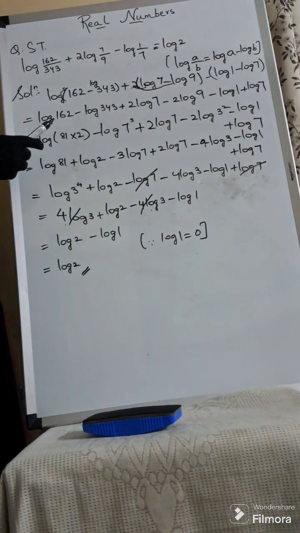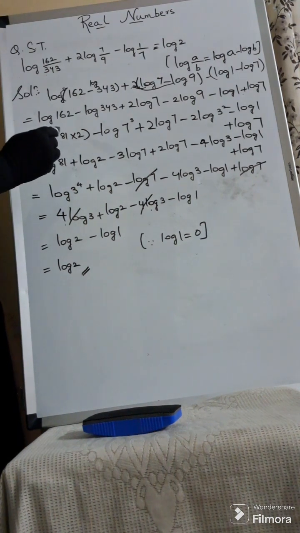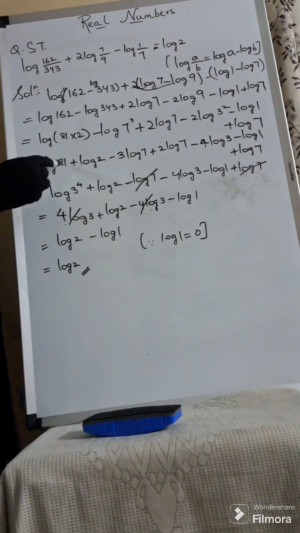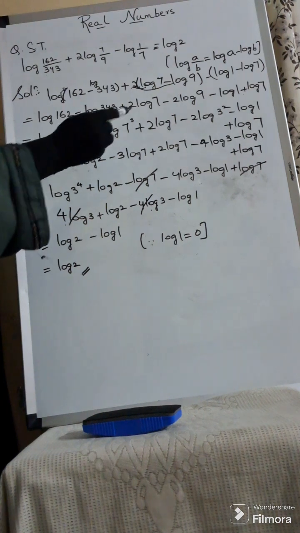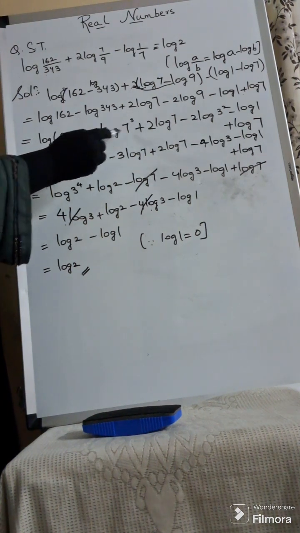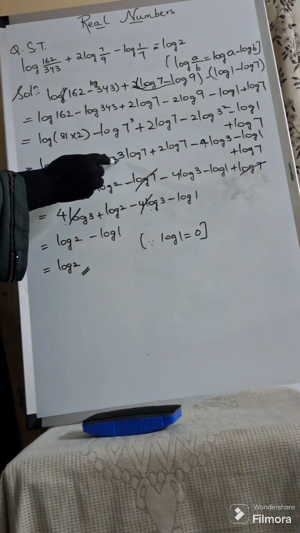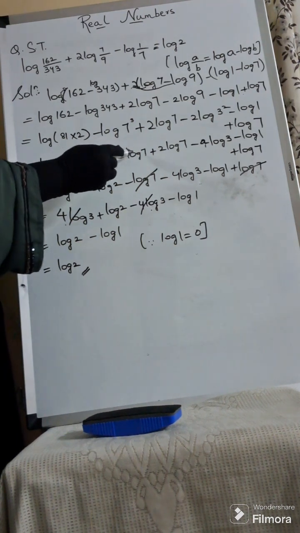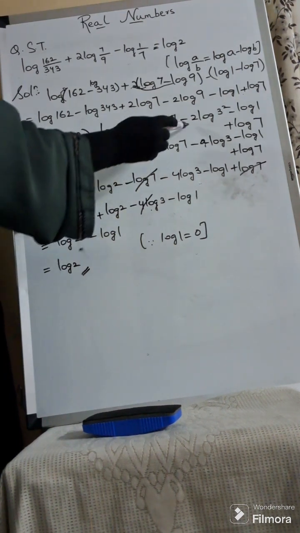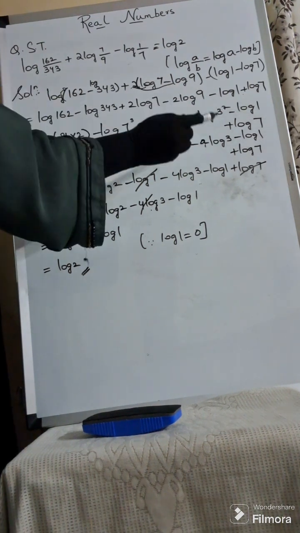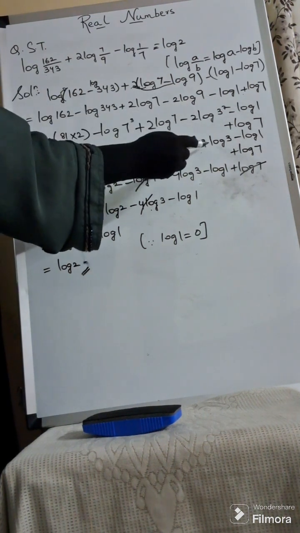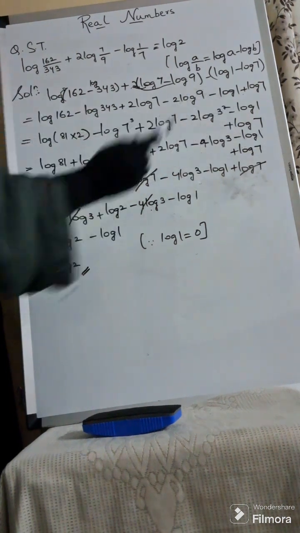Again, this 162 I am writing as 81 into 2. So log 81, this is in the form of log AB. So the log AB formula is log A plus log B. So that's why it is log 81 plus log 2 minus log 343, which can be written as 7 cube. I have written 7 cube, and this is in the form of log x power n, so we write n log x: 3 log 7 plus 2 log 7, same. Minus 2, 9 can be written as 3 square, and again this is the form of log x power n. So these two 2's are how much? 4. 4 log 3 minus log 1 plus log 7.